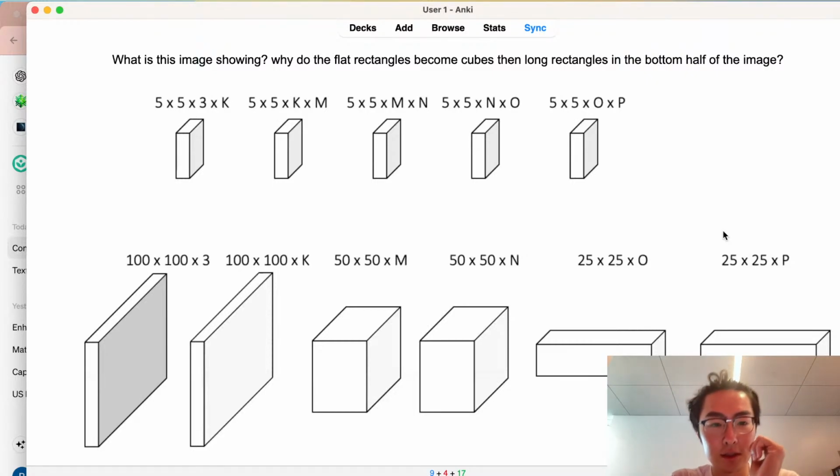Alright. What is this image showing? Why do the flat rectangles become cubes, then long rectangles in the bottom half of the image? This is a convolutional neural network. It will take in these images, and then the filters will expand the feature maps and shrink the spatial dimensions. In that case, it helps with training so that you don't have a bunch of parameters to train. And I think this also helps you learn more features if you're able to increase the size of the feature maps.